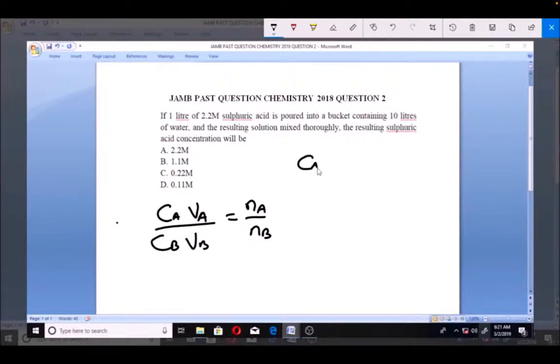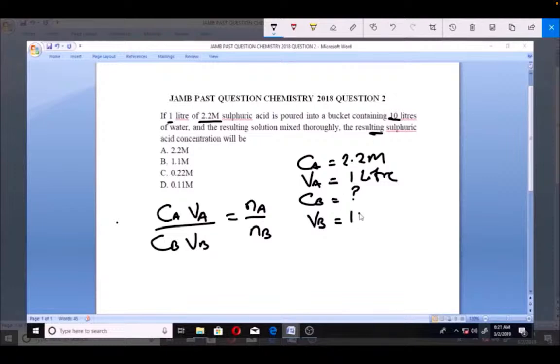Now, what is our Ca in this case? Ca is the concentration of the sulfuric acid and it's given as 2.2 molar. Now, what is Va in this case? We are taking the acid as A. So volume of the acid in this case is 1 liter. Now, what is Cb, which is the resulting concentration when it is thoroughly mixed, which we don't actually know. Now, what is Vb, which is the volume of the water this time around, which we are given as 10 liters.